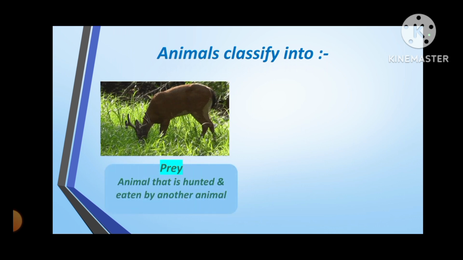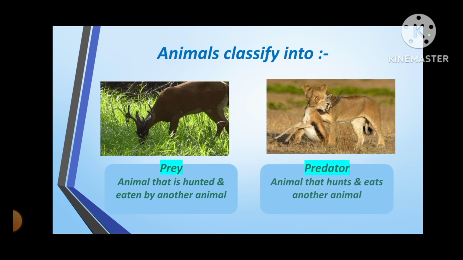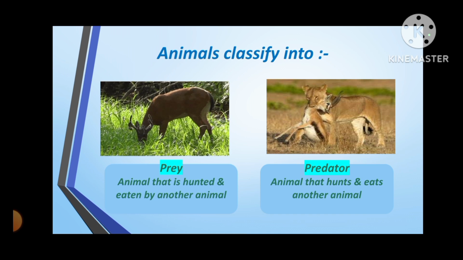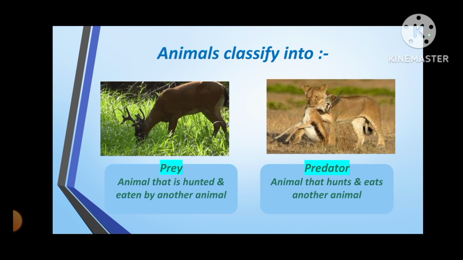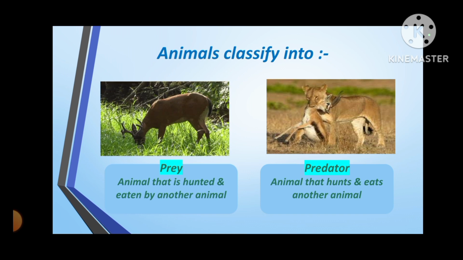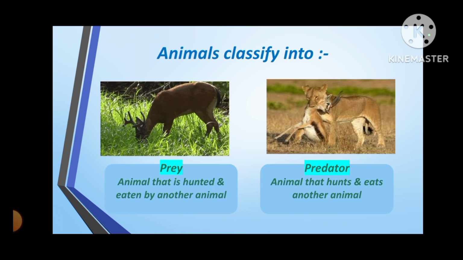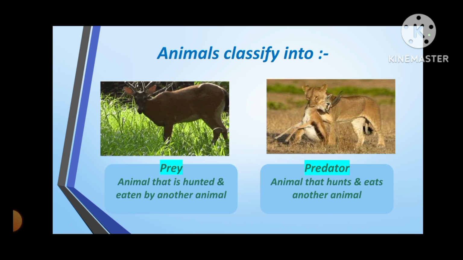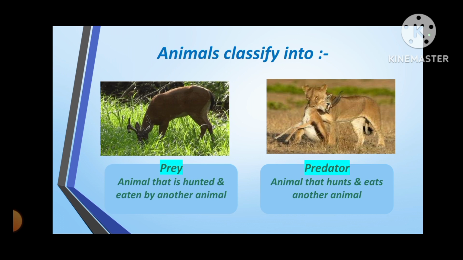So animals are classified into prey or predator. Prey are weak animals that are hunted and eaten by another animal, like the deer in this picture. Predators are animals that hunt and eat another animal. So when an animal is hunted by another, it is called prey. When an animal hunts and eats another, like a lion, it is called a predator. So in this picture, the deer is prey and the lion is a predator.